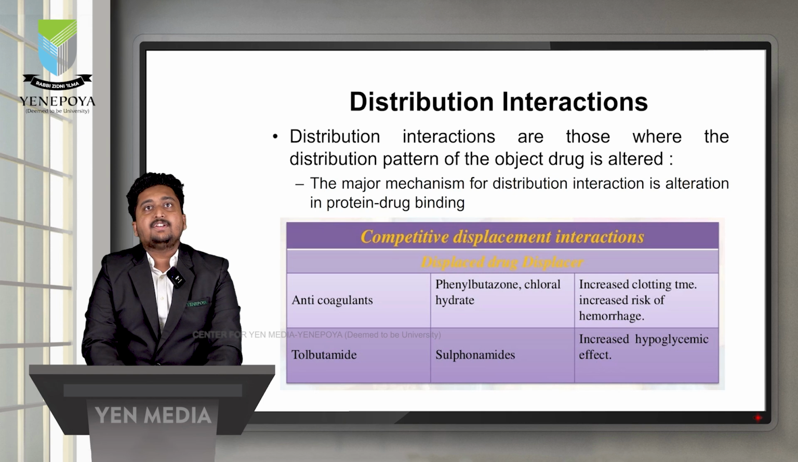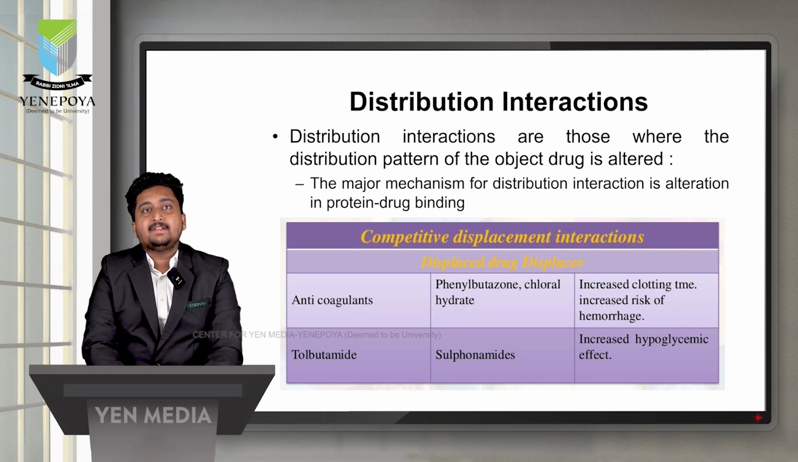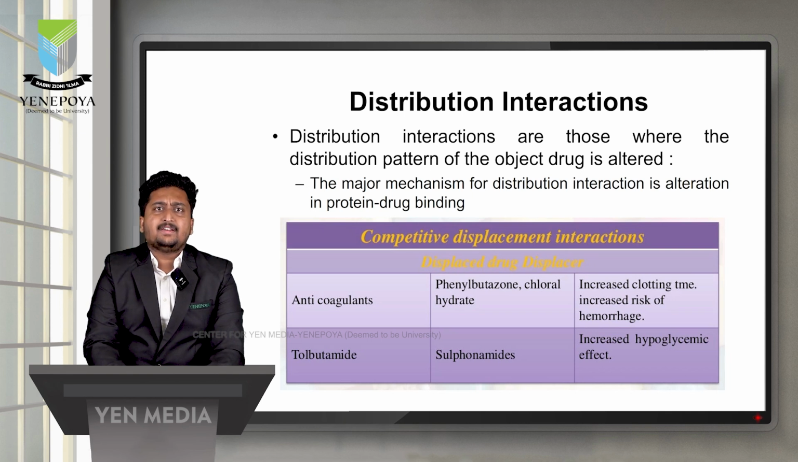Coming next, we have distribution interactions. Distribution interactions are those where the distribution pattern of the object drug is altered. I already said that protein binding is a major mechanism. Here there are competitive displacement interactions, that is, there exists a competition between two or more drugs to bind to the same receptor or the same binding site, especially proteins like albumin.